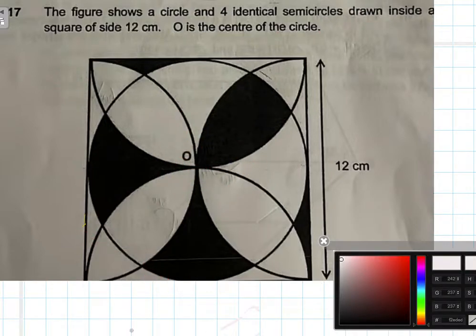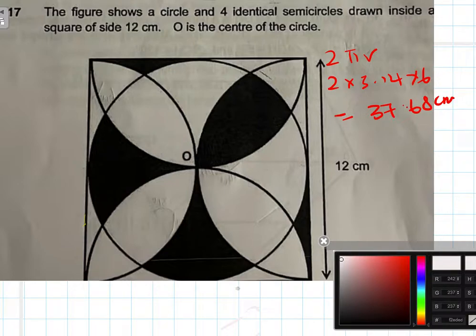The first question is very easy. It's asking you what is the circumference of this circle. So you just go 2 pi r: 2 times 3.14 times 6. And then that will give you a value of 37.68 centimeters.